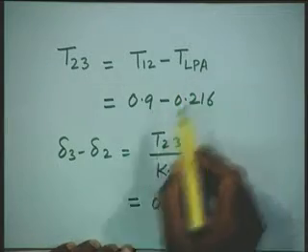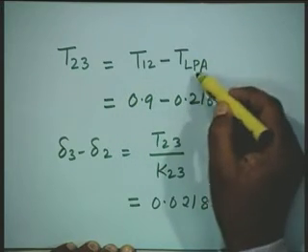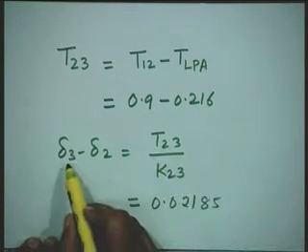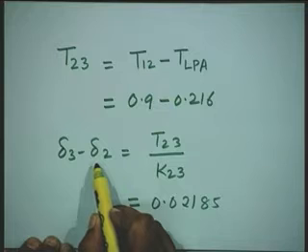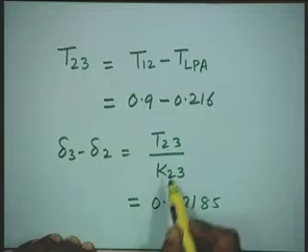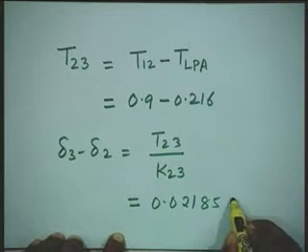Now, the torque transmitted through the shaft section connecting the turbine section LPB to LPA is T12 minus TLPA. Now, T12 is 0.9 and the torque developed in the turbine section LPA is 0.216. This is the torque which is transmitted, and therefore the angular twist is delta 3 minus delta 2 of the second shaft section, that is T23 divided by K23. When you substitute the values of T23 and K23, you will get the angular twist as 0.02185 radians.